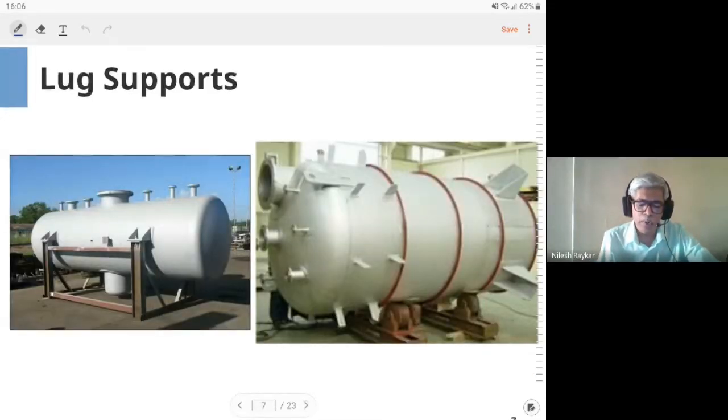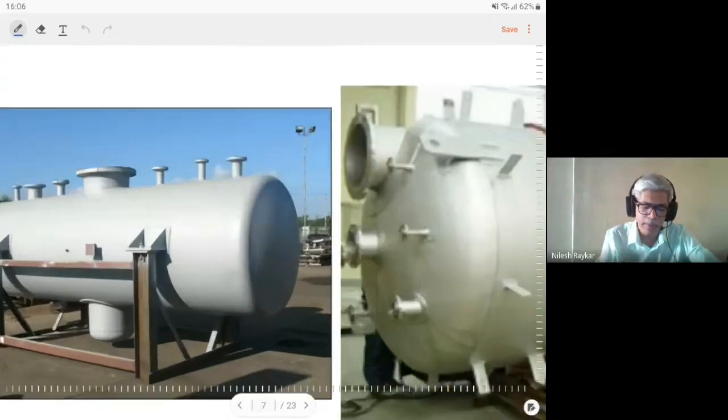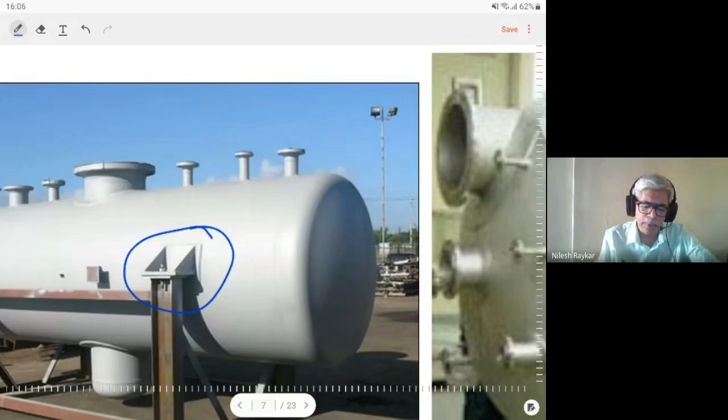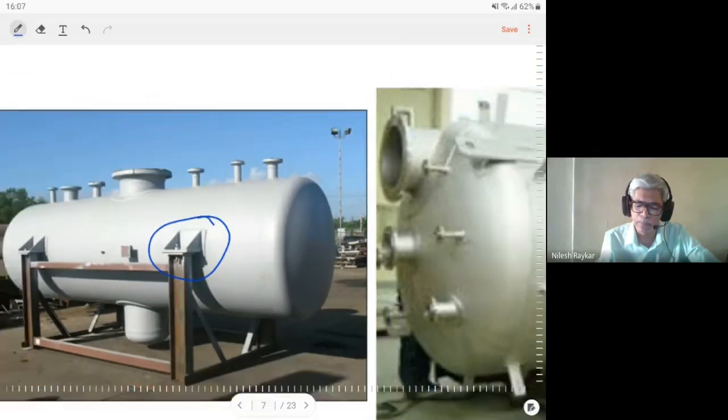The next more common support, same as the leg support, is the lug support. So lugs are as shown in this picture. So this is a lug support. It is simply a bracket on which the vessel is supported. There will be a steel structure, not the one which is shown in this picture, that is just a temporary transportation structure. But the actual plant will have a steel structure on which these brackets would be anchored with the help of anchor bolts, and then the vessel will be supported.